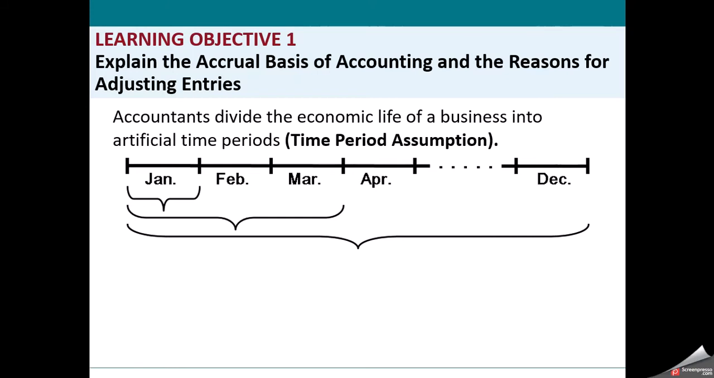So if we look down below, what it shows us is that we have different economic lives that we use to prepare our financial statements. So we may do it monthly, just January. We may do it quarterly, which would be the first 3 months of the year. And then we definitely do it for the whole year end. So most large companies do each. They do a monthly financial statement, they do quarterly financial statements, and then they do annual.